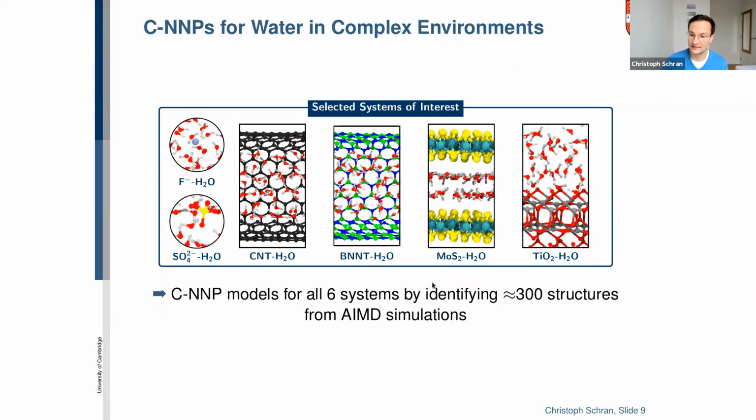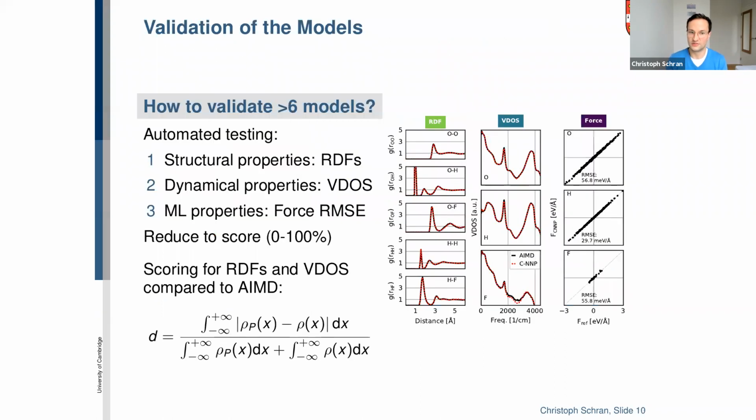And the final training set usually comprised only roughly 300 structures for each of these systems. However, now you arrive at the next problem. Sure, you have developed 6 models, but how do you know that they are actually meaningful? So this brings me to the next point, the validation of this.